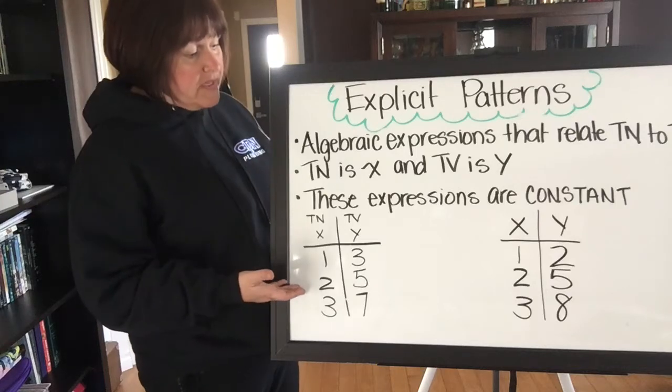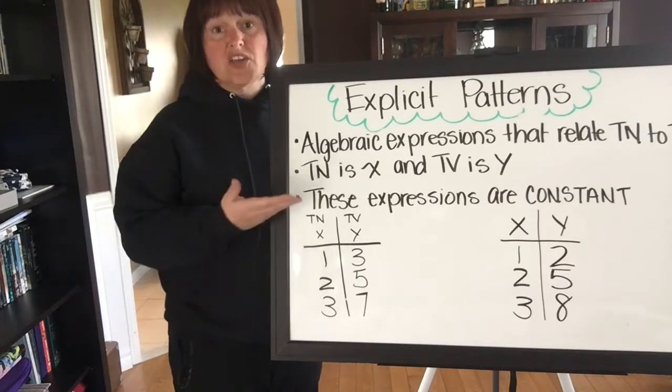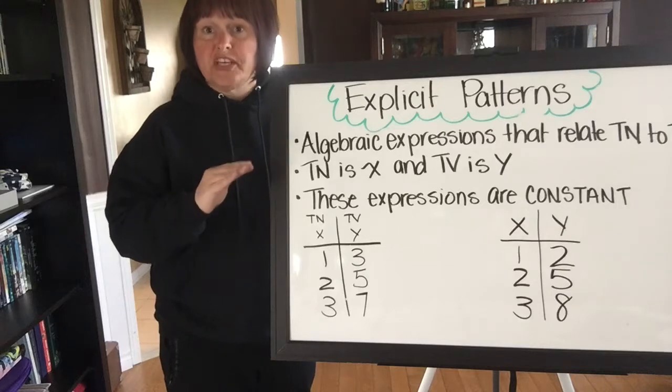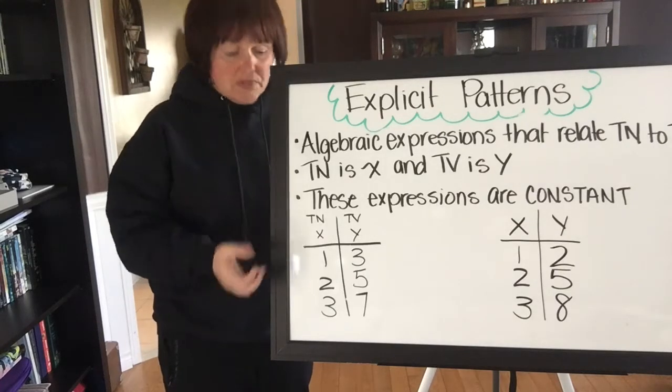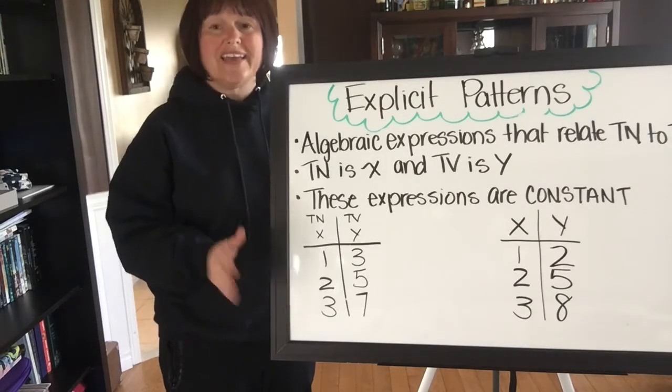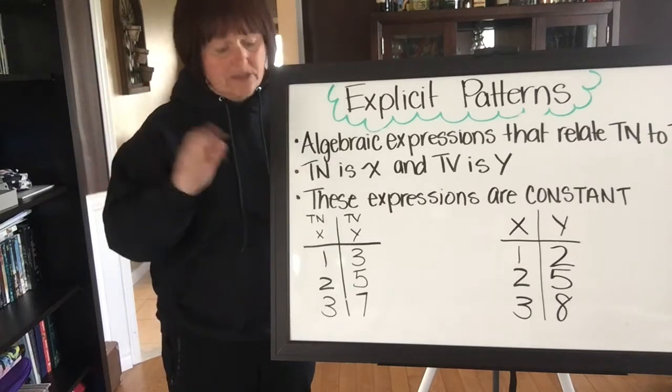This also gives us an opportunity later on to graph these coordinates and create a pattern or a slope with explicit patterns. Now, the explicit pattern is constant. That means it never changes. It means you can always use an explicit pattern rule to find the value of any term number.